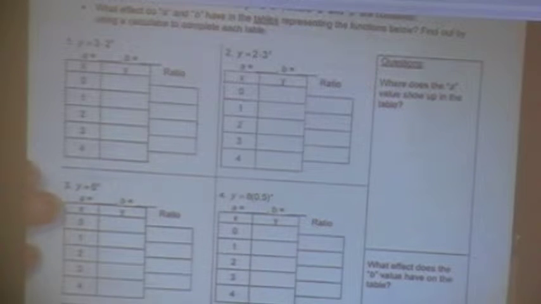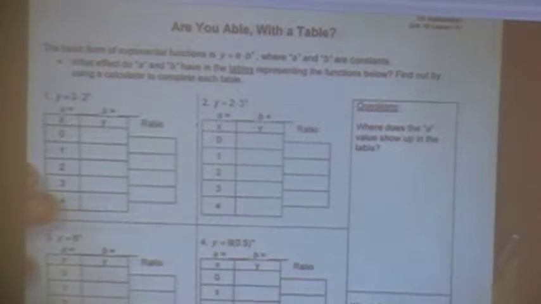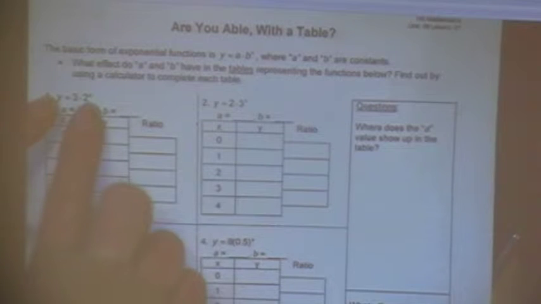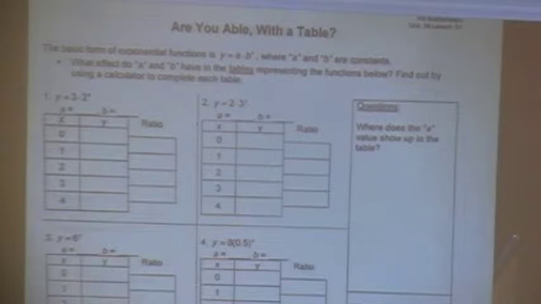Okay, so now let's get out the table. You can see at the top, it says the basic form of the exponential function is y equals a times b to the x power, where both a and b are constants, some numbers. What effect do a and b have in the table represented in the functions below? Find out by using your calculator to complete each table. So right here is the function that you're going to put in your calculator. So plug that in and fill in the table. I'm going to give you a minute. Go ahead and do 1, 2, and 3 and then stop. And we're going to talk about them for a second.